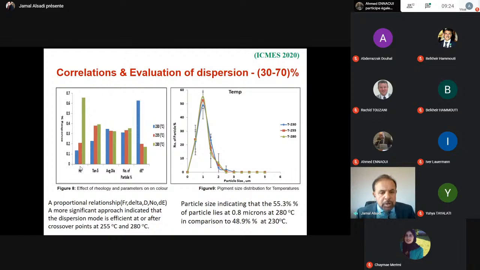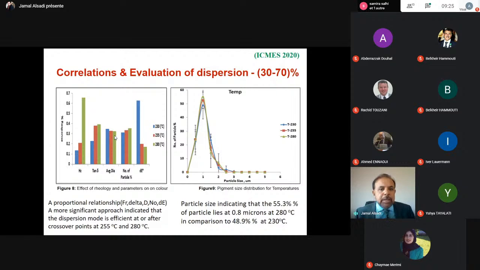For example, here we run at different frequencies. You see here, the green one is 280 at high frequency, the red is 255, and this is 230. When we increase, look here, for example at 280, tan delta is high at 280. Here, medium is lower. Here, the average diameter or size of the pigment at 280 is the lowest. So it means when we increase the frequency and temperature, the pigment size gets lower. Why does it get lower? If we get a lower pigment size, we get a better color.